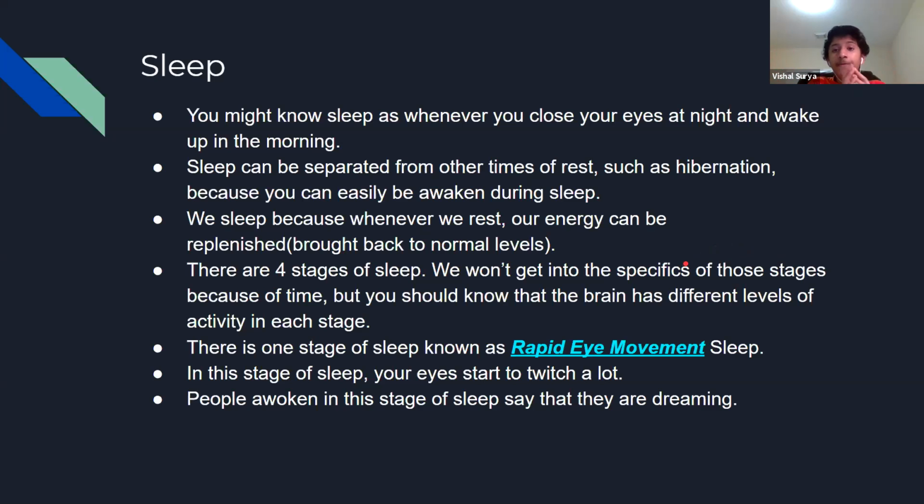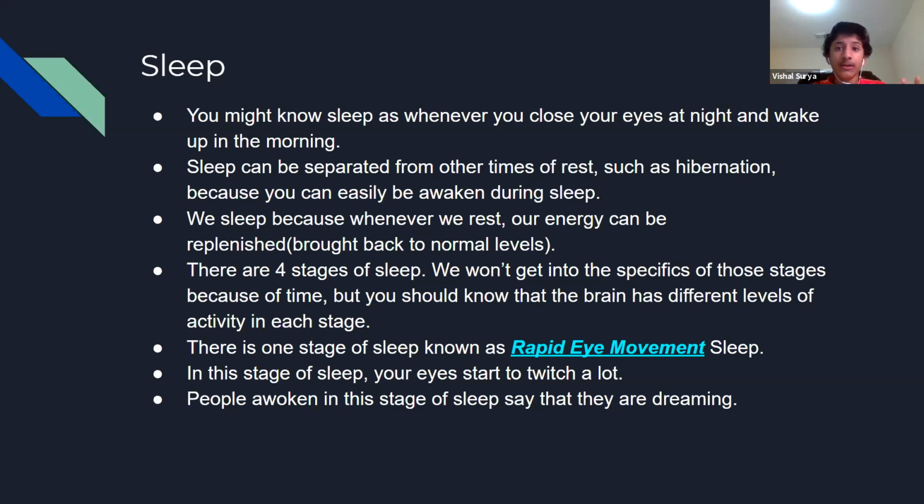So there are 4 stages of sleep. We won't get into the specifics of those stages because of time and because of the complexity of them, but you should know that in each stage, the brain has different levels of activity. Now, what do I mean by activity? What I mean is that in different stages of sleep, and currently right now, the brain is going to emit more or less signals.